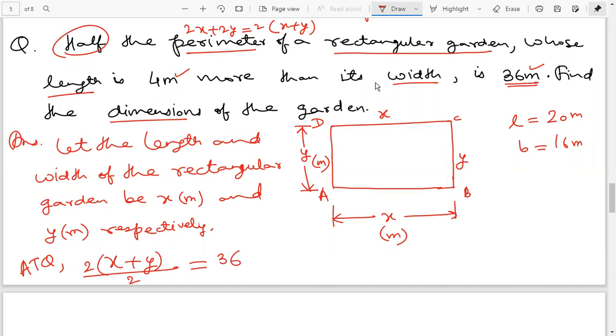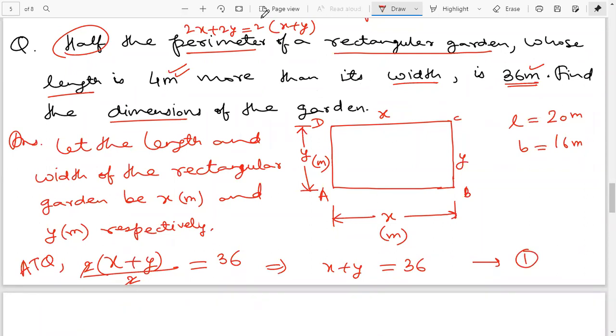If you read carefully, it says half of the perimeter. The perimeter is the sum of all the sides, x plus y plus x plus y, so 2x plus 2y. Half of 2x plus 2y is x plus y, for a rectangular garden whose length is 4 meter more than the width, is 36 meter. So 36 meter is the value not of the perimeter, but of half of the perimeter. The 2 cancels, so actually we have this now. We will get two equations, a pair of linear equations from this statement.